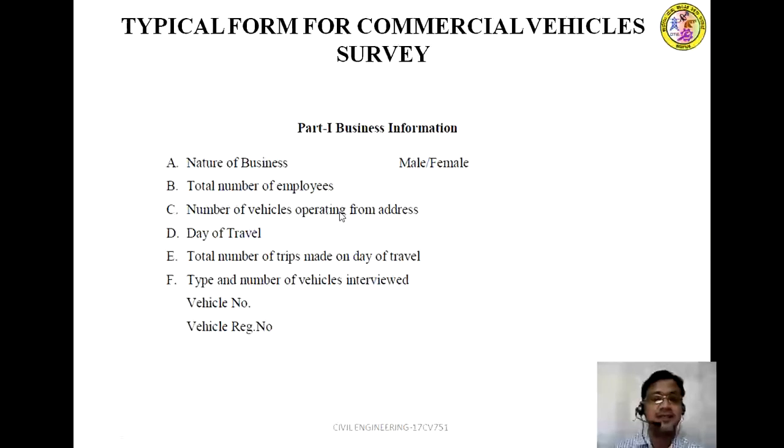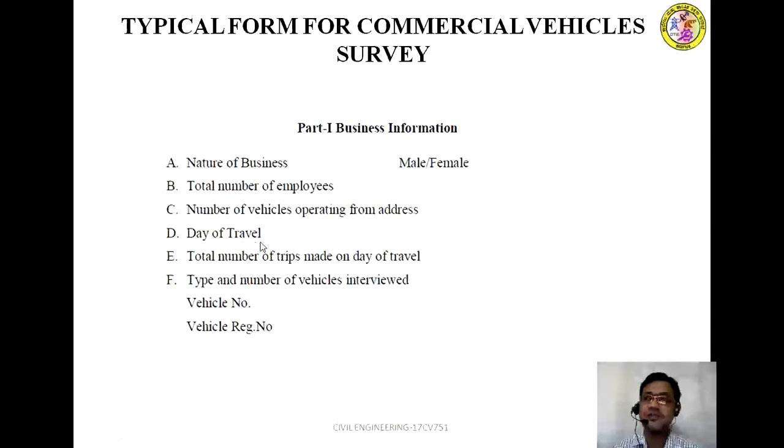Next is the number of vehicles operating from that address. It means if a transport agency is operating commercial vehicles, how many vehicles he is operating, and for that particular company, how many vehicles are deputed for the operation purpose, that information is going to be collected. Next is days of travel.